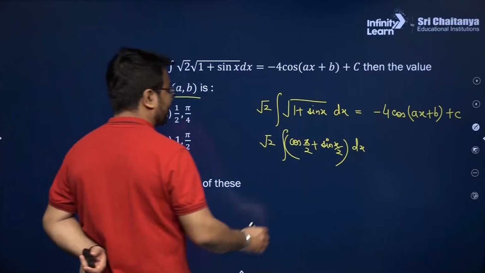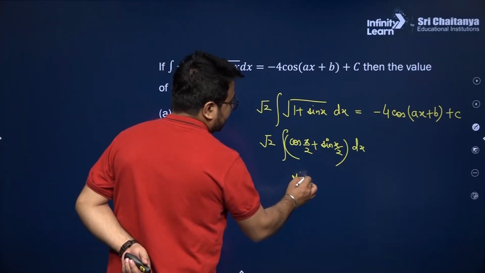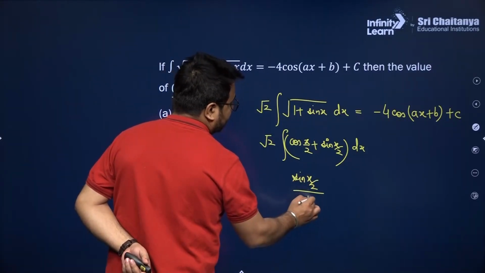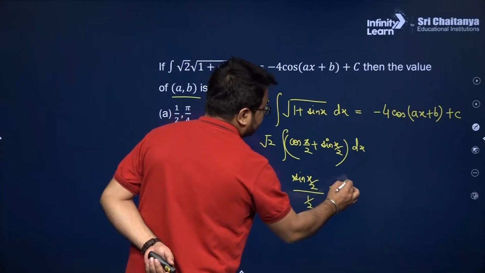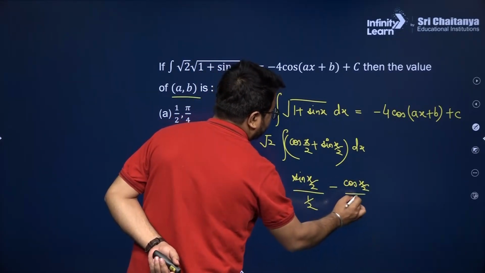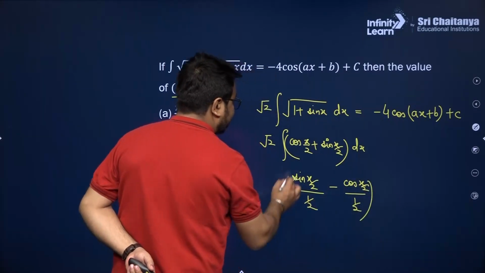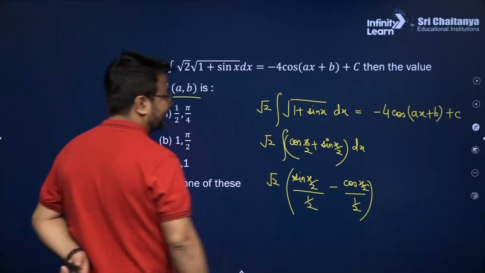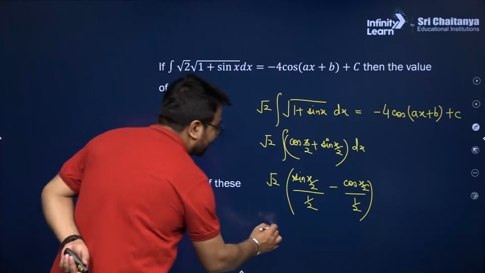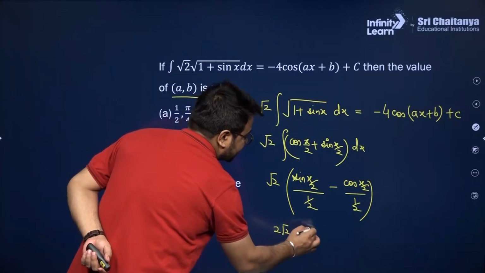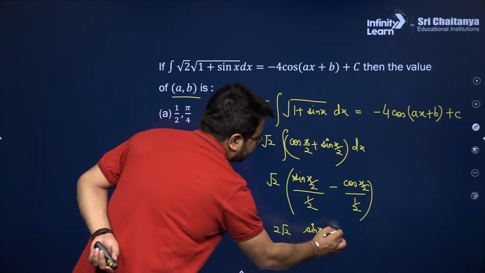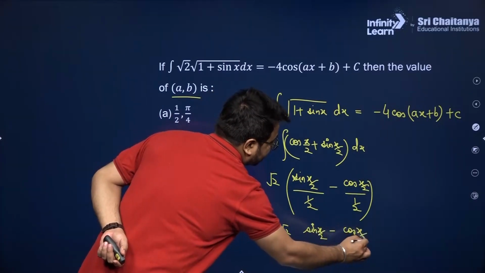Integration of cos theta will be sin theta over half. Integration of sin theta will be cos theta with a negative sign over half. Alright, and this root 2 is already in the multiplication. So this will be converted to 2 root 2, and we are having sin x/2 minus cos x/2.